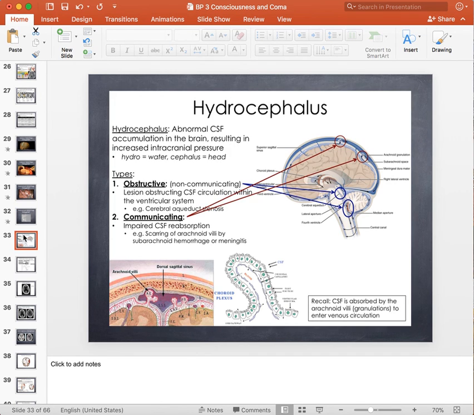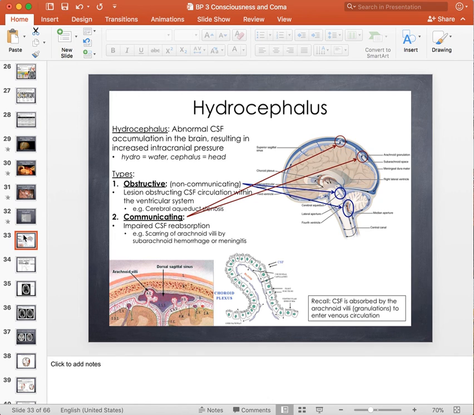Yeah. All right. So moving on to hydrocephalus, which literally means water in the brain. This is when you have abnormal accumulation of the CSF. Your ventricles are getting bigger than they should, and that leads to compression of the brain. Yep. And it's one of the causes of increased intracranial pressure. There's two main types, two main ways to get this.